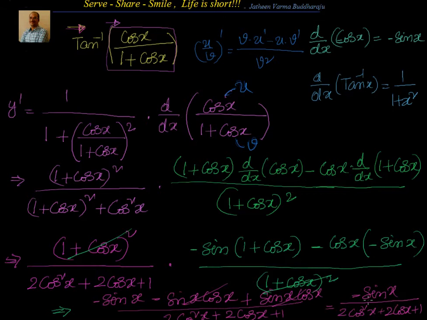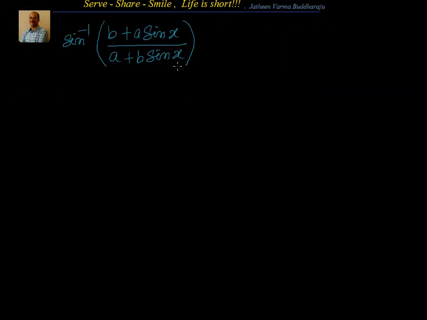You will be getting the answer as minus of sin x by 2 cos square x plus 2 cos x plus 1. We will do one more. Let's look at this function for which we have to find the derivative. We have to find the derivative of sin inverse of (b plus a sin x) by (a plus b sin x). First let me write down the derivative of sin inverse x.